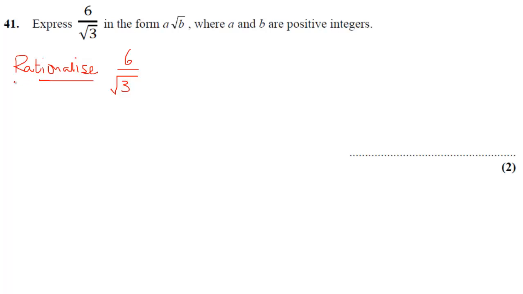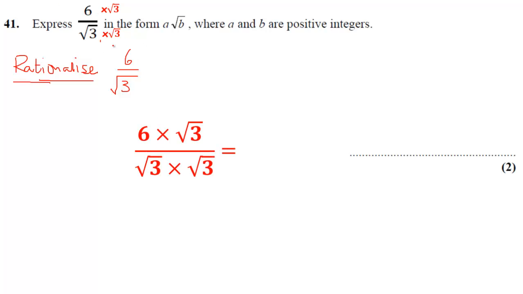Now, if it says either that or is expressed in this way, you need to look at what's the square root that's in the denominator, at the bottom of this fraction. You're going to times the top and the bottom by the square root of 3. So you need to show that. By simply showing that, you've got a mark.